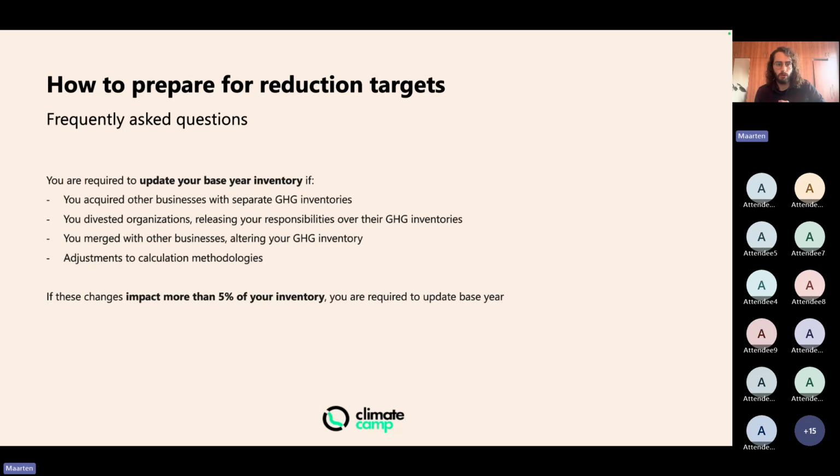But the general rule is if these changes impact more than 5% of your total inventory, you are required to update your base year. So take that into account for choosing your base year, as well as if it has to be updated after submission.